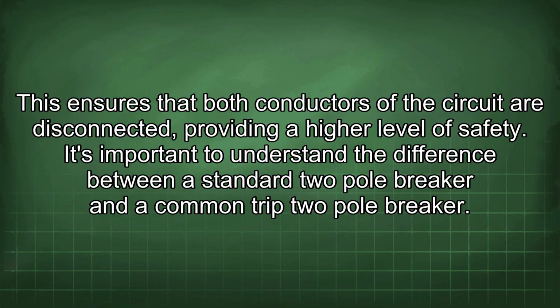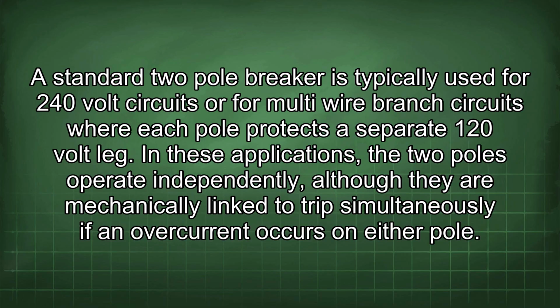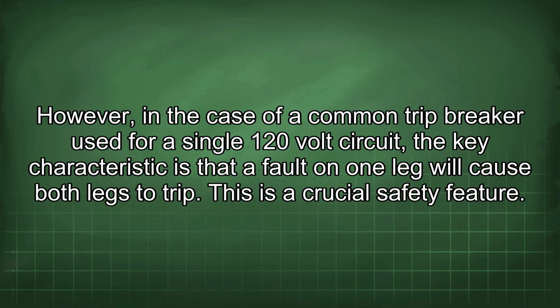It's important to understand the difference between a standard two-pole breaker and a common trip two-pole breaker. A standard two-pole breaker is typically used for 240-volt circuits or for multi-wire branch circuits where each pole protects a separate 120-volt leg. In these applications, the two poles operate independently, although they are mechanically linked to trip simultaneously if an overcurrent occurs on either pole. However, in the case of a common trip breaker used for a single 120-volt circuit, the key characteristic is that a fault on one leg will cause both legs to trip. This is a crucial safety feature.